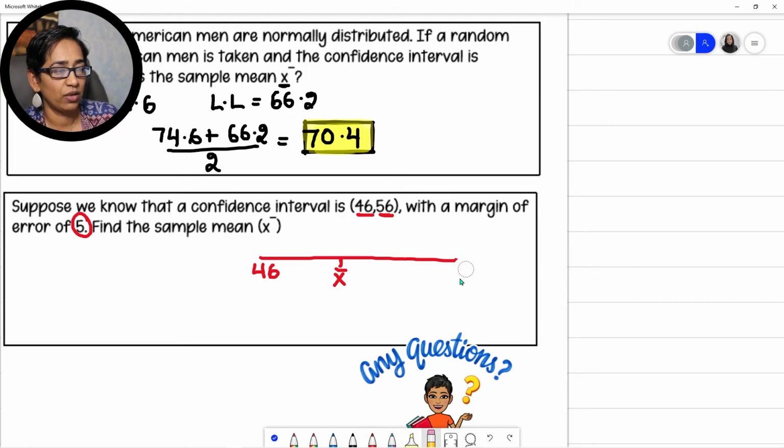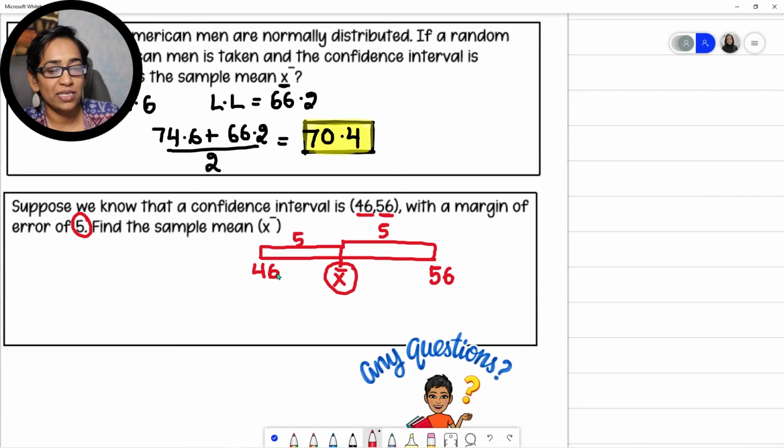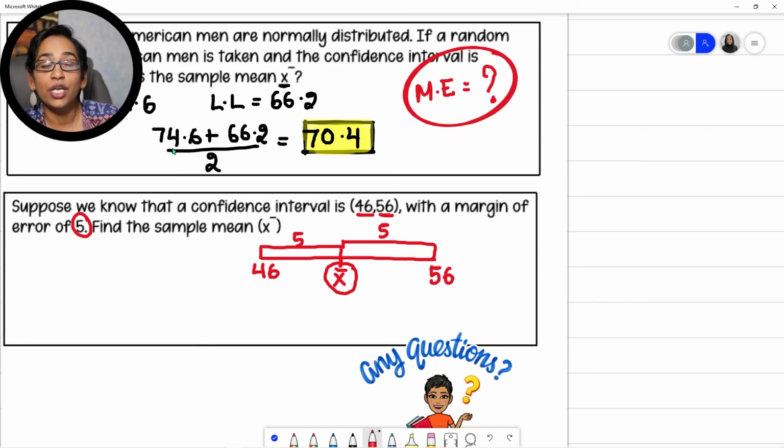And my margin of error, that is this distance, is 5. And this distance is 5. That's my margin of error. So they're asking me, how can I find this one? Simply, I can say it is 46 plus 5, or it is 56 minus 5. As simple as that. In the previous case, I do not have my margin of error. When my margin of error is missing, I use the formula lower limit plus upper limit divided by 2.